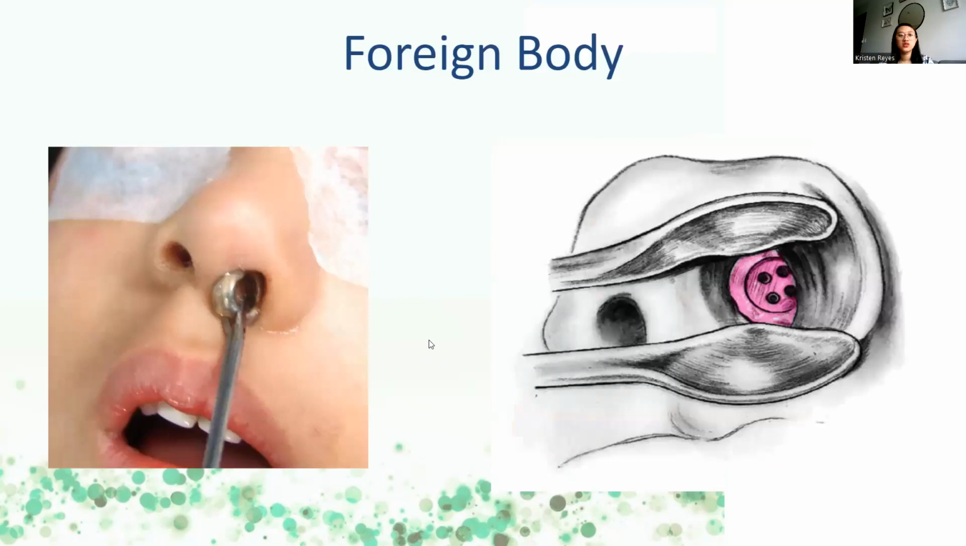Okay, so this is an example of a foreign body. Again, very common in toddlers because toddlers, they are young, no? They don't know what they are doing. They can easily pick up small things. Most of them, they swallow it, they insert it in their mouth. But some of them, they also insert it in their nose, no?